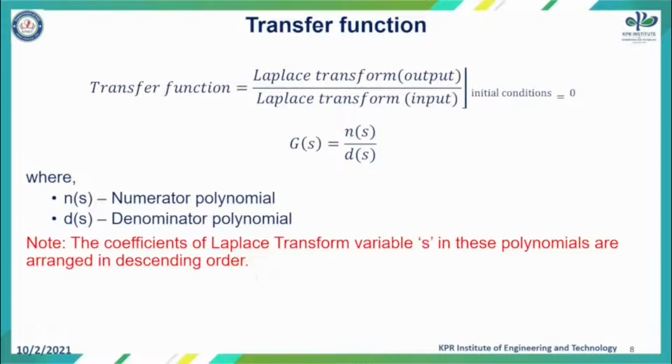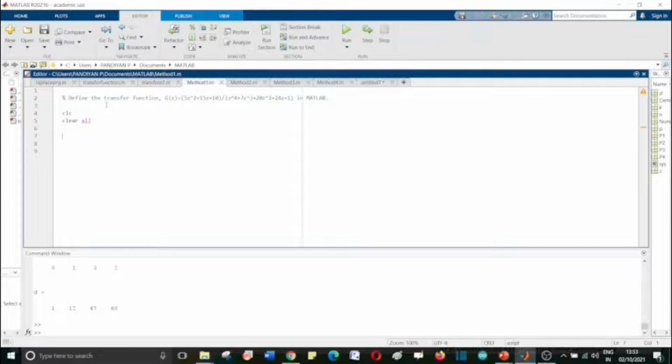There are four methods available to define the transfer function in MATLAB. Let us see them one by one. Method 1. Now we are going to define the transfer function G(s) = (5s^2 + 15s + 10) / (s^4 + 7s^3 + 20s^2 + 24s + 1) in MATLAB.